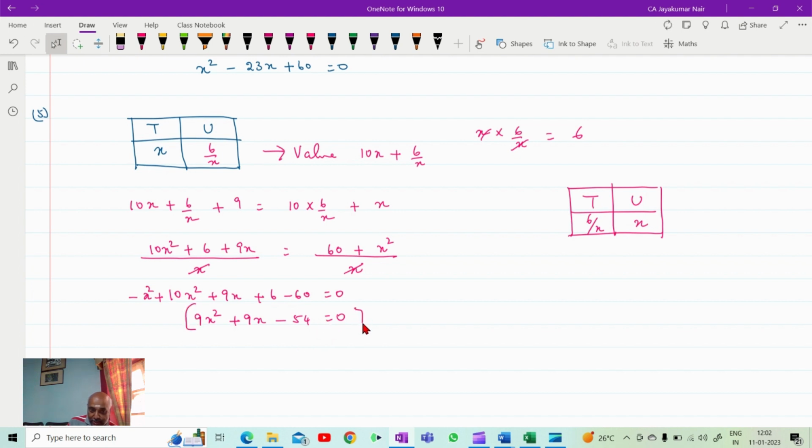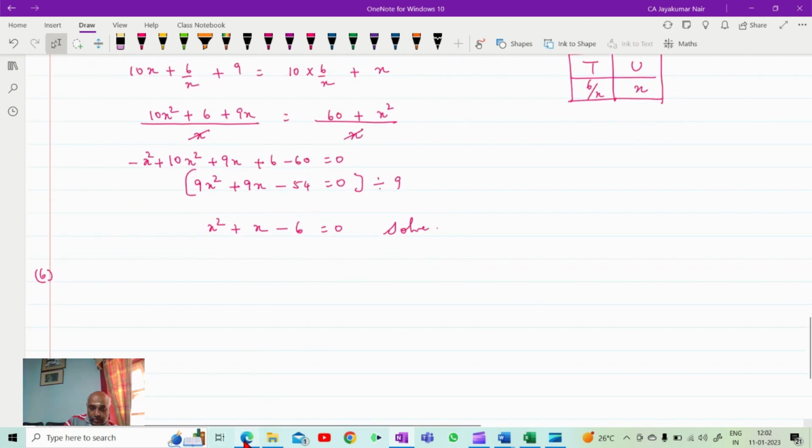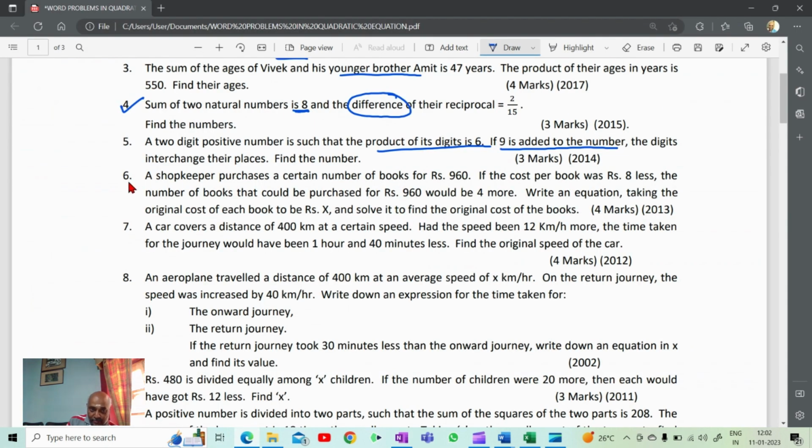I think it's divisible by 9. All the numbers are divisible by 9. So it is x squared plus x minus 6 is equal to 0. And you need to solve this equation. Moving on to the next one.